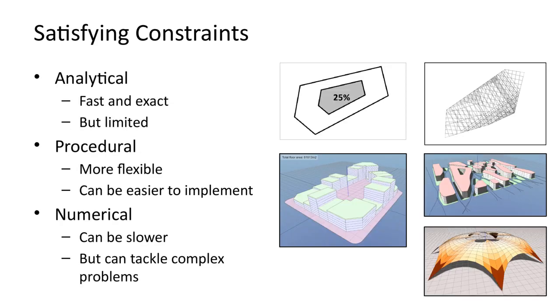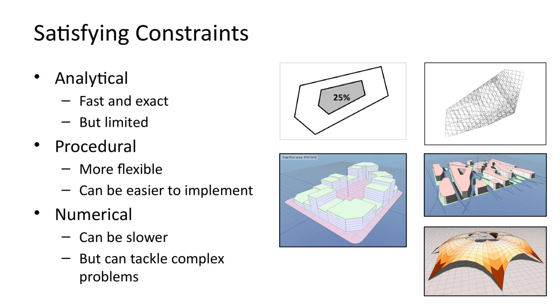The choice of approach depends on many factors. Analytical approaches are exact and fast to calculate. But there are many types of problems where no analytical solution exists, or where developing such a solution is difficult. Procedural approaches are more flexible, and can still be fast. In general, they are also easier to implement.